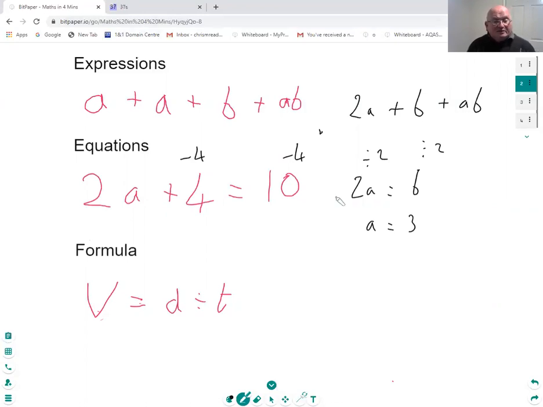And then the last one here, the formula, which is also a recipe. Now, what you can do most interesting with a formula is to use it to do the sum. So V equals D divided by T means distance divided by time. Let's say I traveled a distance of 2 kilometers in 2 hours. You end up with 2 divided by 2, you end up with 1 kilometer an hour. A very slow walking speed.